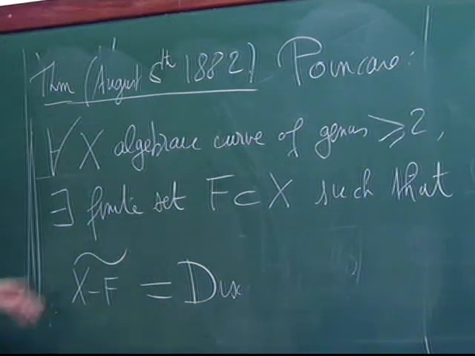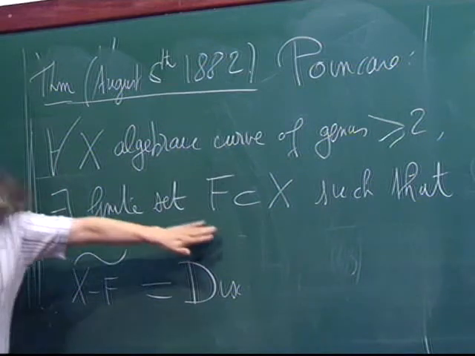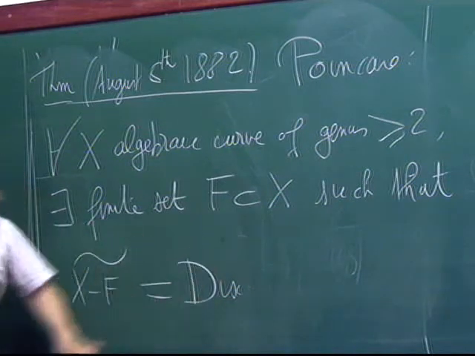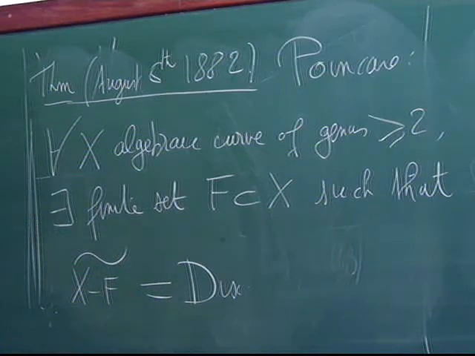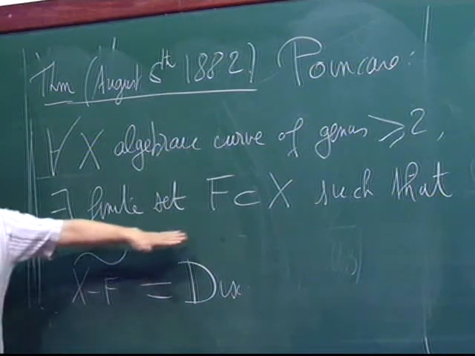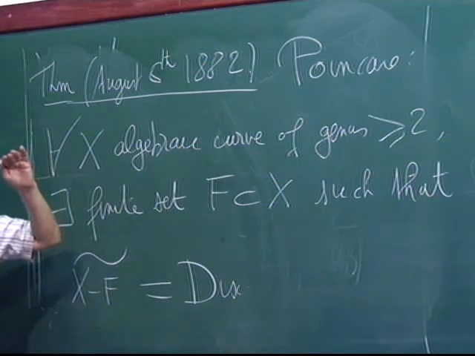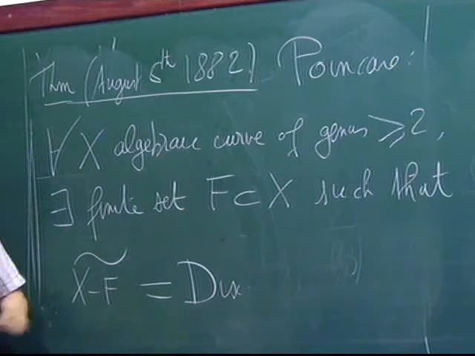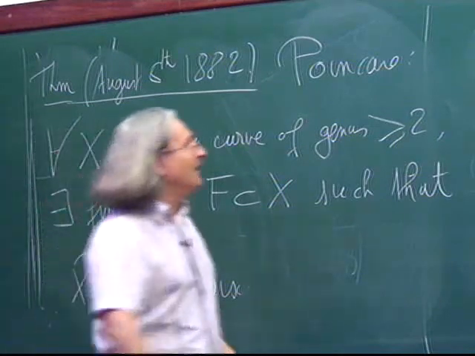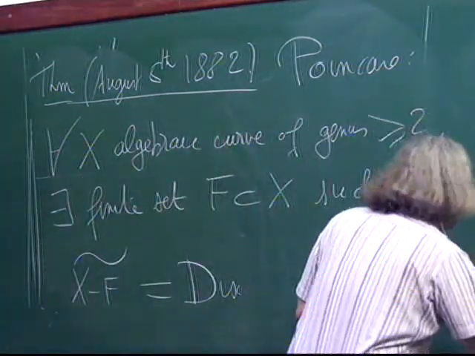Of course, we know that this theorem is true if you take the empty set. But at the time, Poincaré did not know that this could be true, and he was already satisfied by this uniformization of the complement of a finite set. So let me tell you the steps in the proof.